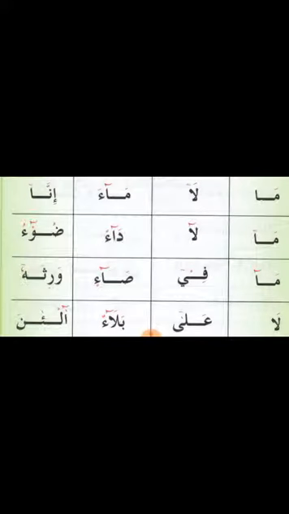Read this exercise. What about the ya? The ya is silent because we don't have any vowel on it. Okay, but there's two. That is on lam. That is for lam. Oh, okay. So just Allah. Yes.